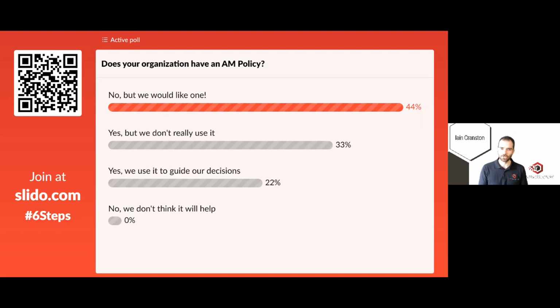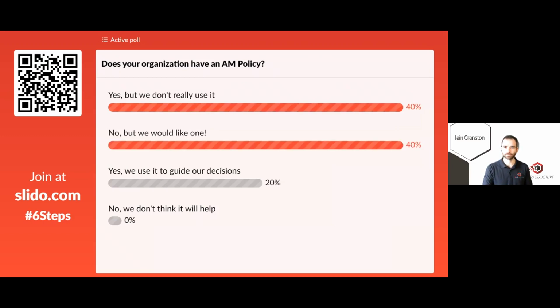Okay, interesting. So a good mix of people in there. We'll talk about all these things. As we go through this session, there's different points where we'll talk about all the different bits. Interesting that there's a good few of you here that have one but don't really use it, and a lot of you here that don't have one and would like one. So good. We'll get through all of these points. Thank you for your responses.